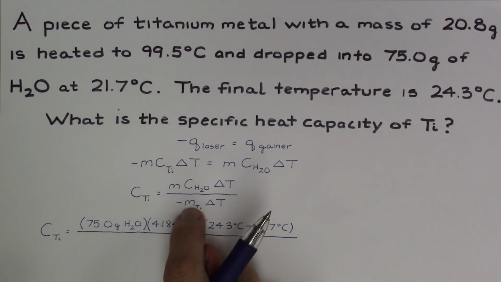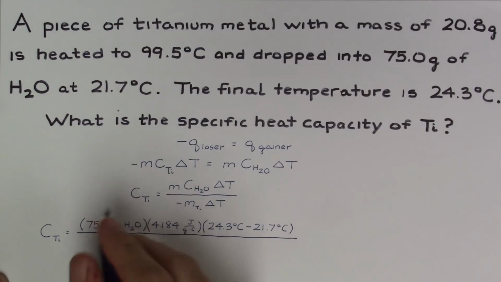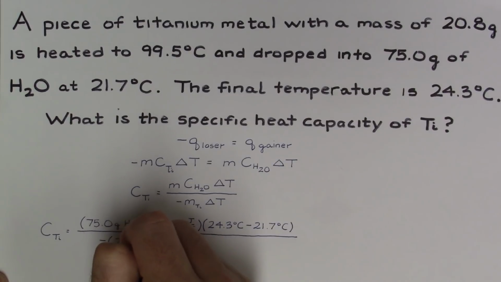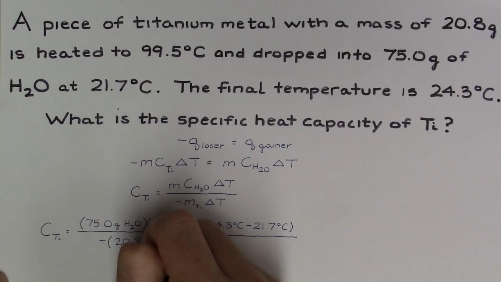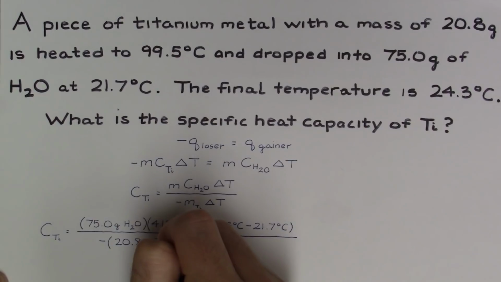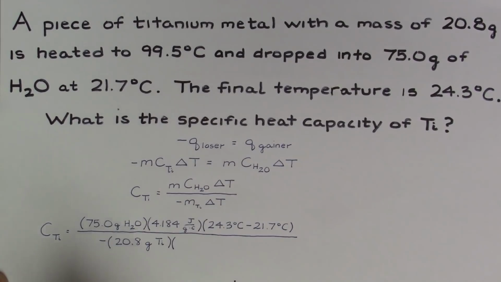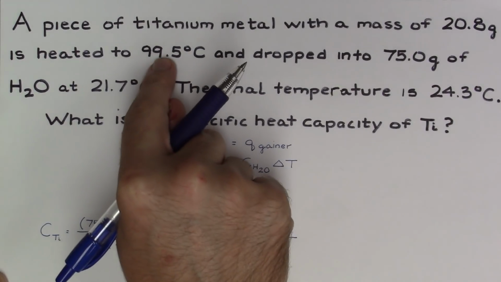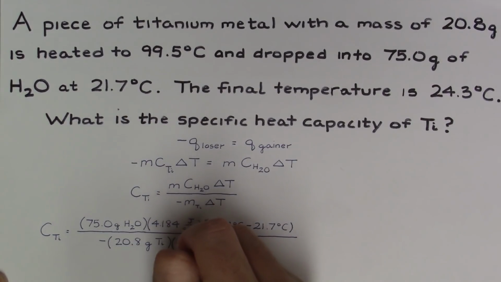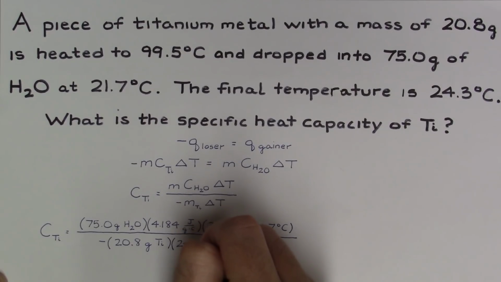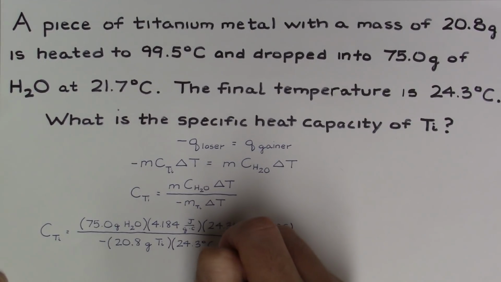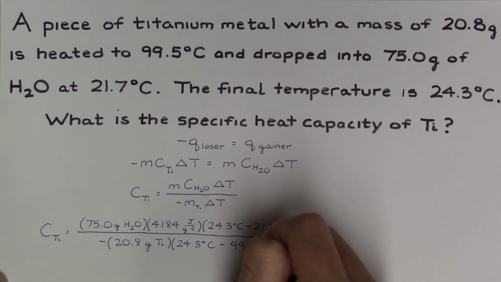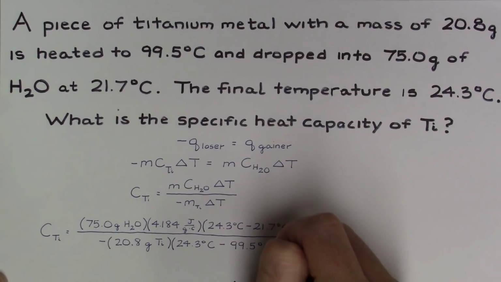Now for our denominator, we must be concerned about our negative. So our mass of our titanium is 20.8, but let's put the negative out front. Inside our first parentheses, we'll put 20.8 grams of titanium. And finally, we need to worry about its temperature change. The final temperature is the same as that of the water. Our initial is 99.5. So in our bottom, we're going to have 24.3 degrees C minus 99.5 degrees C as well.